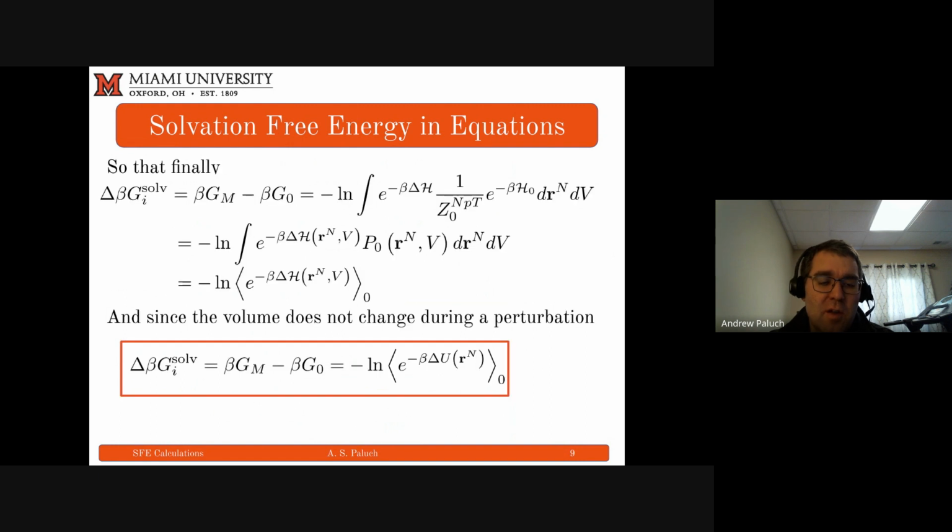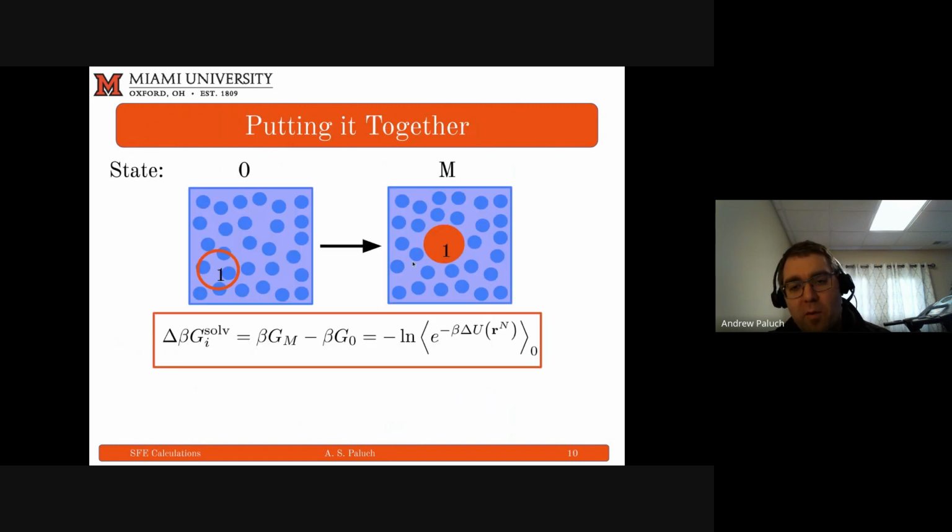And so the idea of phase space overlap, when we perform these calculations, is that I'm sampling within my reference state. So what am I trying to say? I'm sampling only from my reference state, and from the configurations that I generate or look at in my reference state, I'm trying to get an estimate of the configurational integral in my target state.